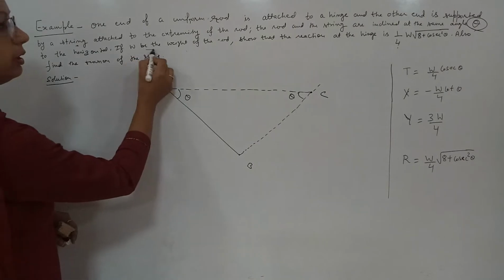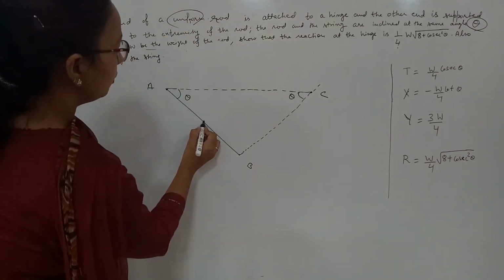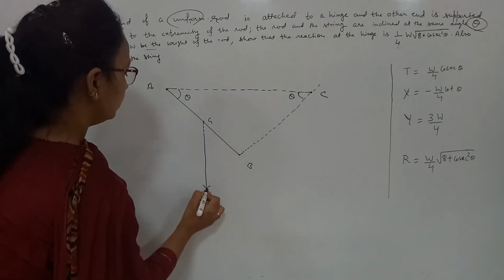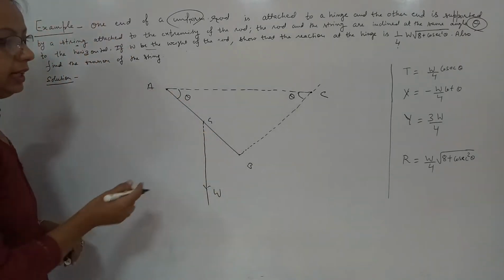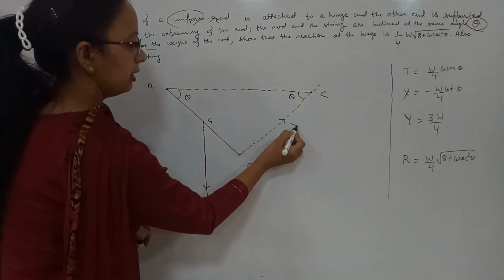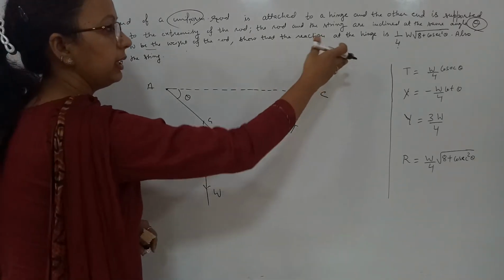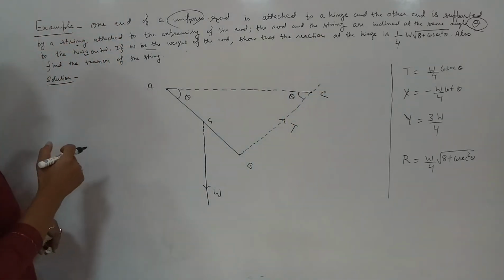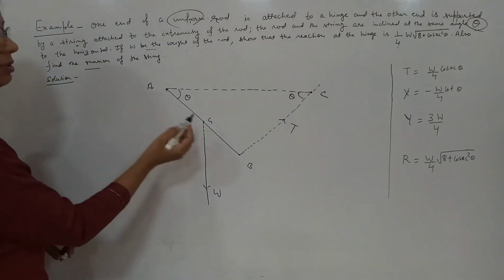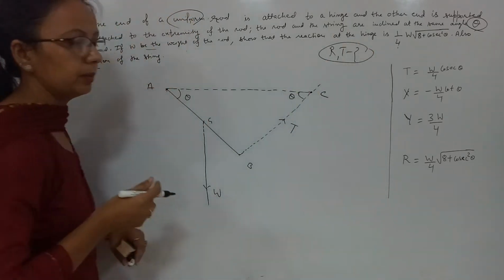Now W is the weight of the rod and since the rod is uniform, the weight will act at the middle point, say at G point. This is our weight. And since this string is supporting weight W, there comes tension T in the string in the opposite direction, because weight is here, so tension will be in that direction. Now we have to find the reaction at the hinge and the tension of the string. R and T, we have to find these two.